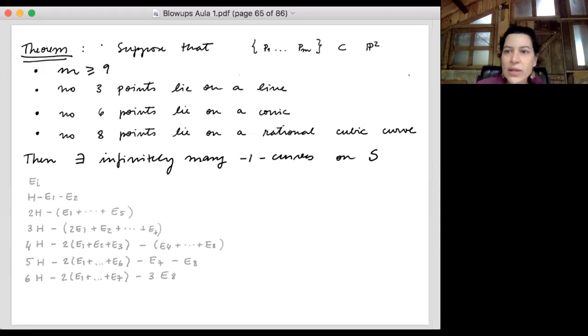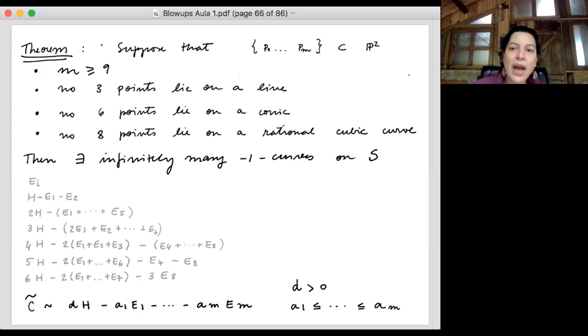And well, these are the ones that we already had before, but we can write down more. Let me explain a construction. This is how you can construct -1 curves of arbitrarily large degree. Suppose that you have already constructed a -1 curve, which I am calling C tilde, which is the strict transform of a rational curve of degree D passing with multiplicity AI through each of the points PI. So this is the class of my curve.